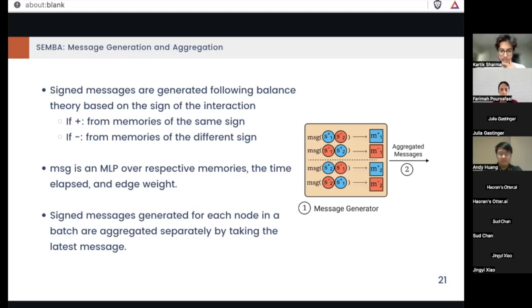This is also the major difference from the TGN model, where there would be a single memory representation, and it would be combined without regard to the sign of the interaction. No matter what the sign is, the same representation would be used, and they would be combined to generate the messages.